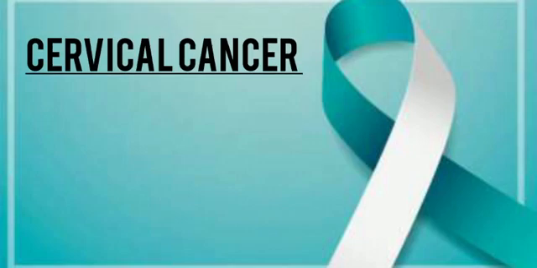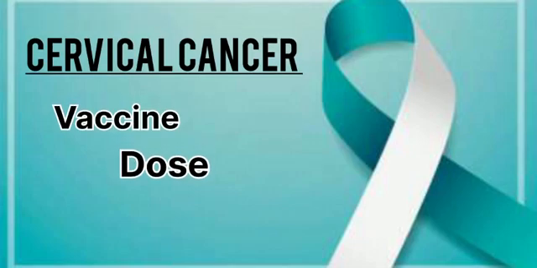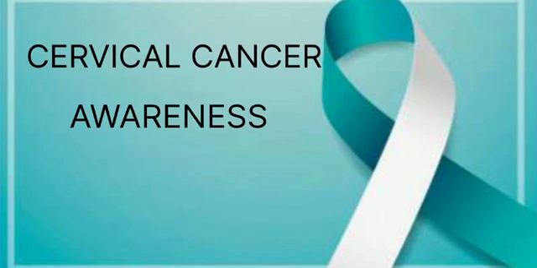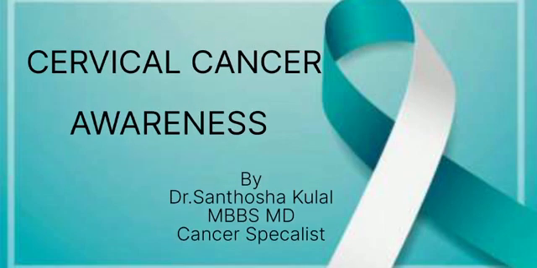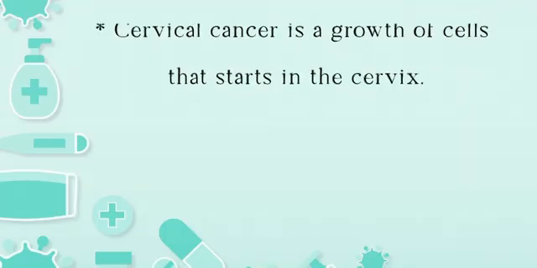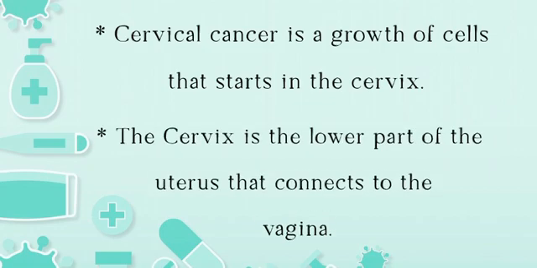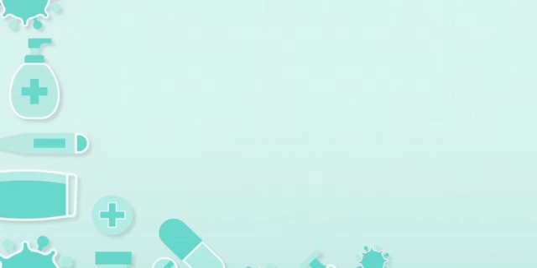Let us all educate about cervical cancer vaccine dose and number of doses to be taken. So let's start the awareness. Cervical cancer is a growth of cells that starts in the cervix. The cervix is the lower part of the uterus that connects to the uppermost part of the vagina.